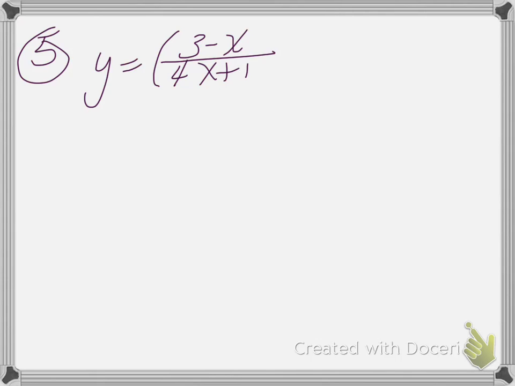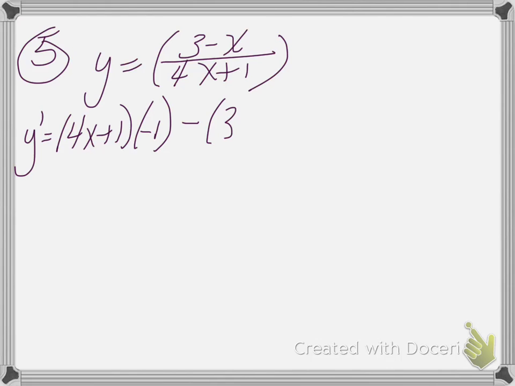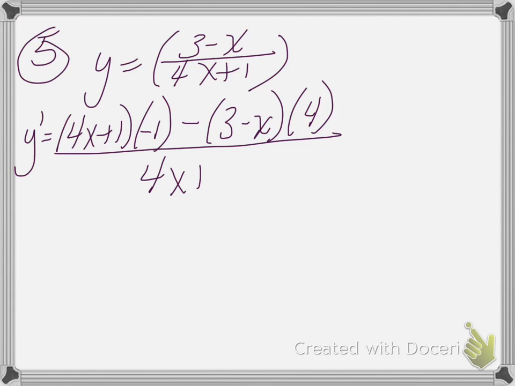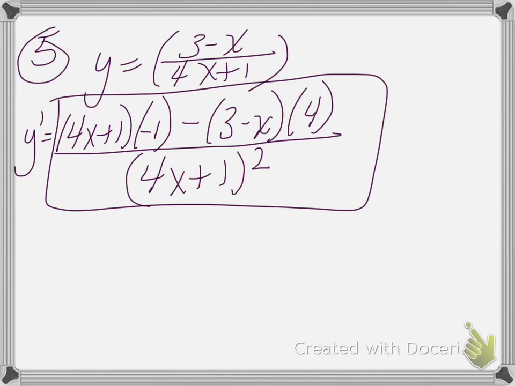So this is definitely a quotient rule. So it's going to be the bottom times the derivative of the top minus the top times the derivative of the bottom all over the bottom squared. That's it for number 5.